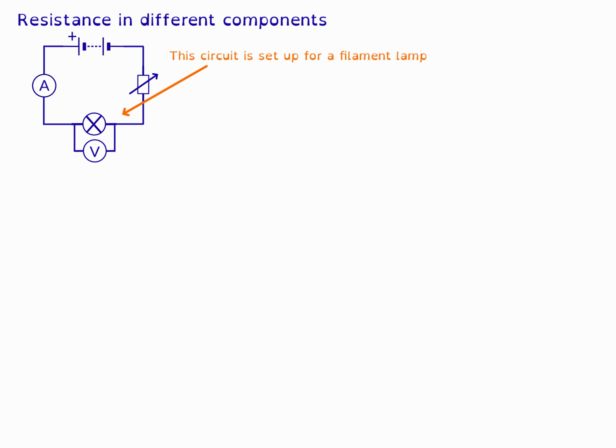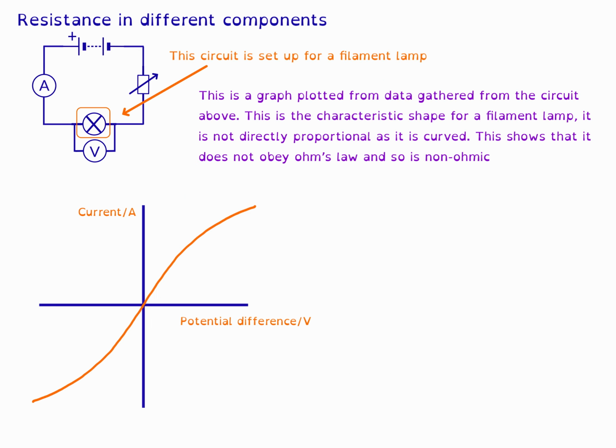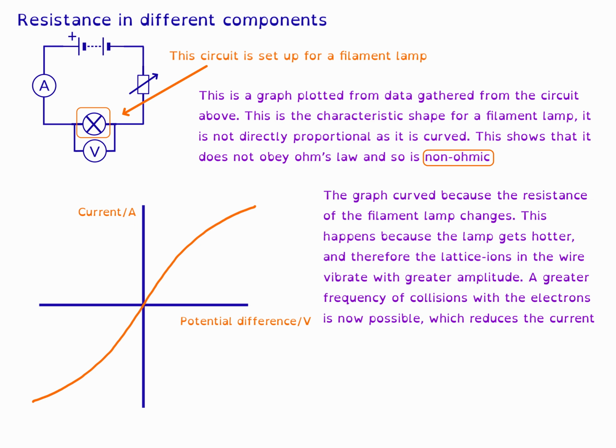This circuit is set up for a filament lamp. This is a graph plotted from data gathered from the circuit above. This is the characteristic shape for a filament lamp. It's not directly proportional as it is curved. This shows that it does not obey Ohm's law and so is non-ohmic. The graph curved because the resistance of the filament lamp changes. This happens because the lamp gets hotter and therefore the lattice ions in the wire vibrate with greater amplitude.